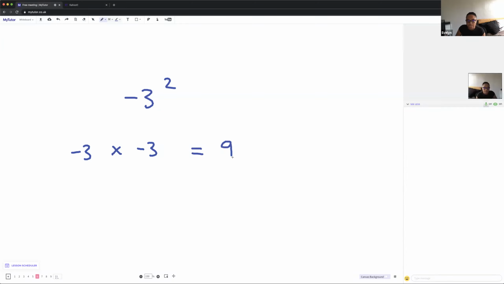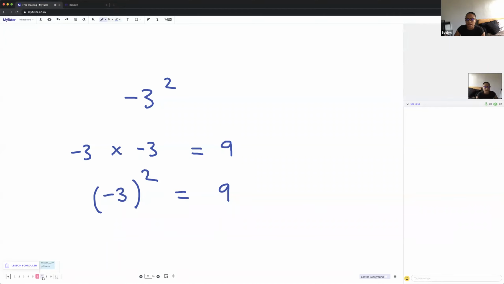Now, on your calculator, because you're not using brackets, it's just doing minus and then 3 squared. So it does 3 squared first and it puts the minus on afterwards. If you're putting negative numbers into the calculator, make sure you put them in brackets first. So try this. Put negative 3 in brackets and then do the squared, and you should get positive 9 on your calculator. That is probably the most common mistake students make at GCSE just because of the calculator. So make sure negative numbers go in brackets.